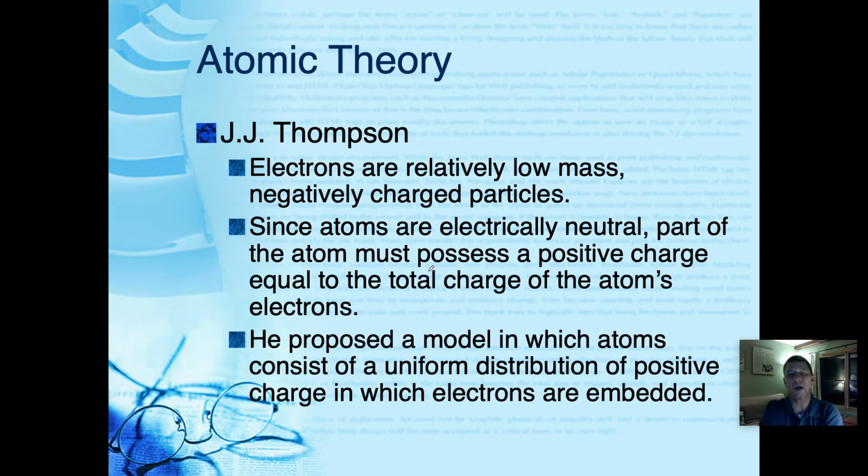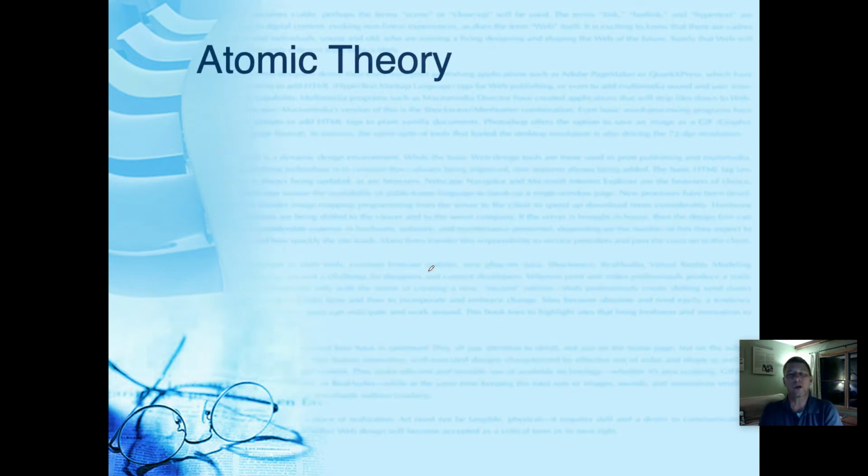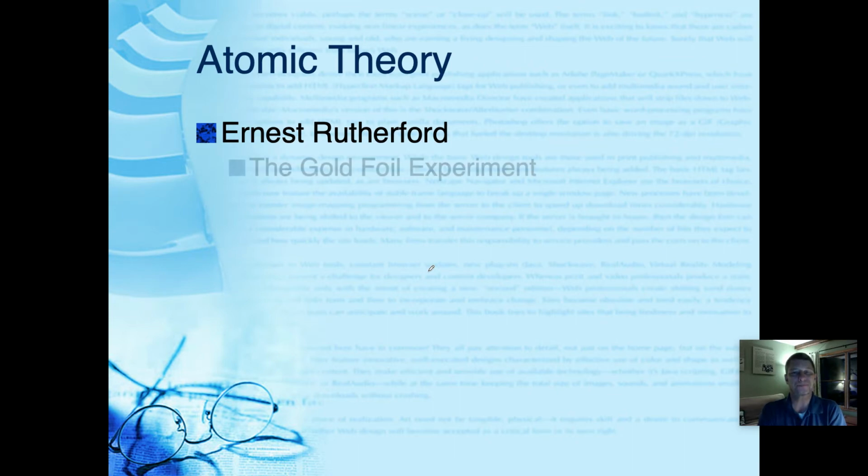Today, we kind of think about this as, again, the chocolate chip cookie model, where the chocolate chips are the relatively negatively charged particles, the electrons, embedded in a big gooey mass of positively charged dough. Okay. Now, moving along from Thomson, it wasn't so much longer after Thomson's time that a guy by the name of Rutherford came along, and he is responsible for what is now famous as the gold foil experiment.